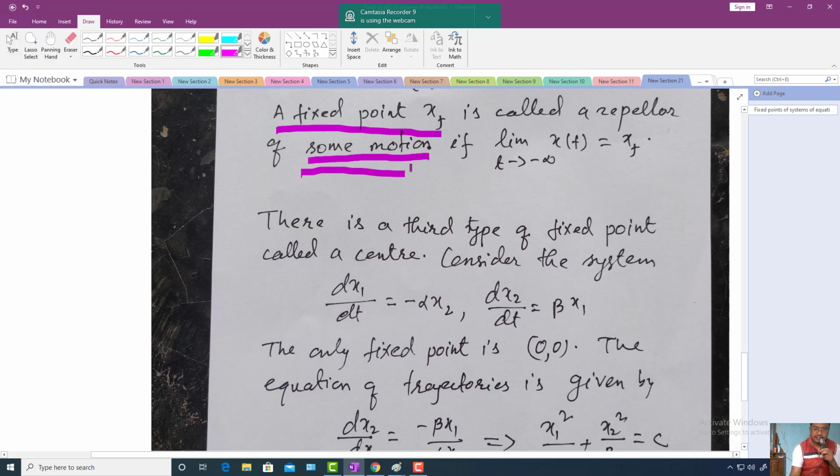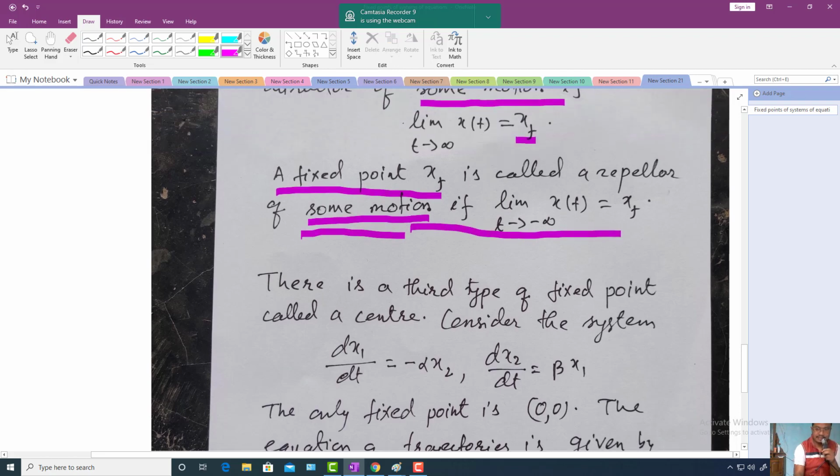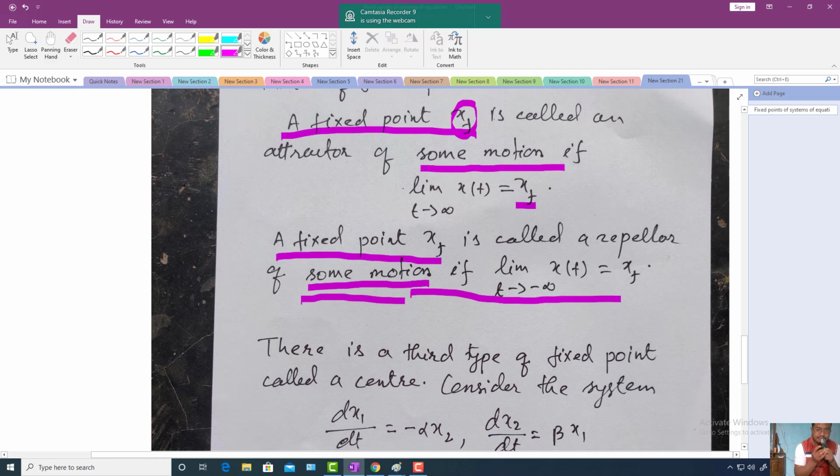For some motion, if it tends away from the fixed point, we will call it a repeller. Repeller means it is moving away from the fixed point, and this one is called an attractor. For some motion, as t tends to infinity, it is coming to the fixed point. That means the motion is converging toward the fixed point, so we call it an attractor.